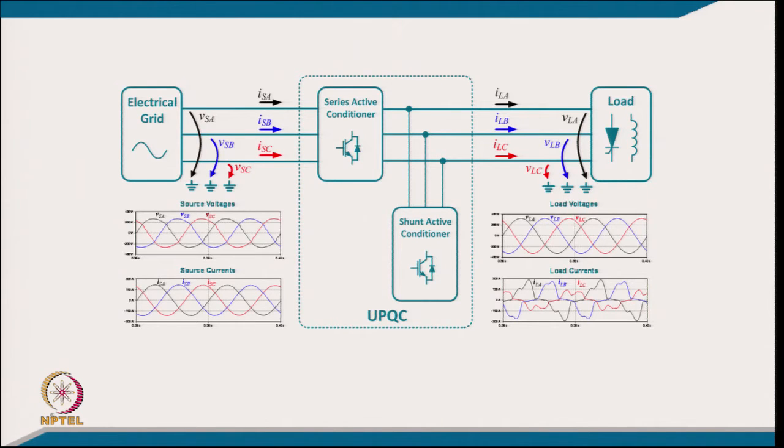Similarly, on the grid side, you may not have good voltage quality, but you expect that the consumer should draw sinusoidal, balanced supply current, in spite of that, at unity power factor. So, that is the basic operating principle of this UPQC, what we want.